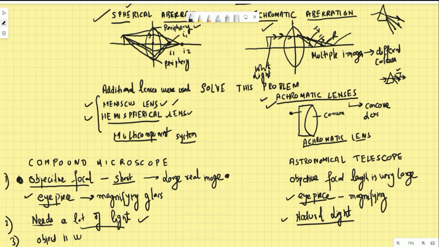Okay, so in this case, if you see the object is very close to objective, and here the object is very far from objective lens. Obviously, stars and moon and all that is so far from the objective lens. So broadly, these are the good to know differences between a compound microscope and astronomical telescope. You can go and study from your book.